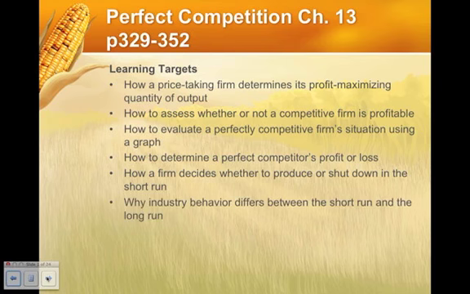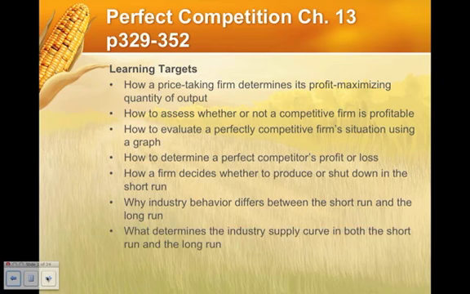Why industry behavior differs between the short run and the long run, and what determines the industry supply curve in both the short run and the long run. So you can see it's quite a bit of information, but a lot of it has to do with graphing. There'll be the presentation of the market structure in class, which will cover a lot of the characteristics of perfect competition, and this will help with the graphing part. Just note that this takes some time and practice, and you'll get better at it. The first couple of graphs, you might wonder what the heck is going on, but stick with it, and you can always pause and rewind whenever you need to.